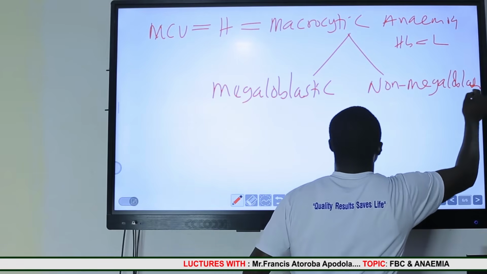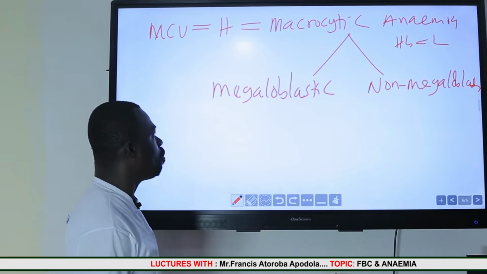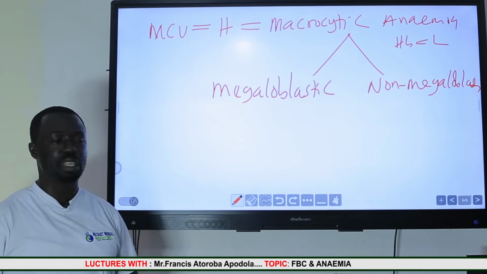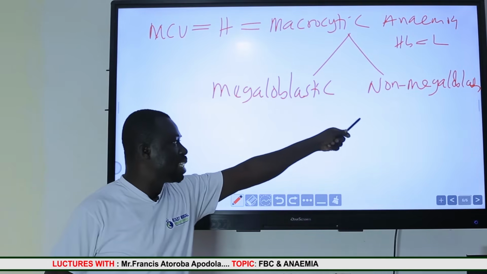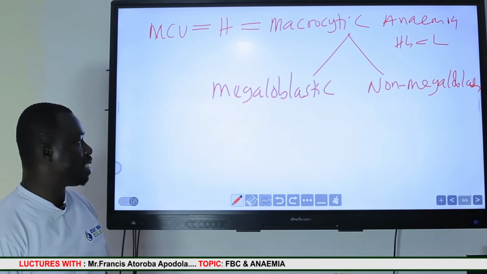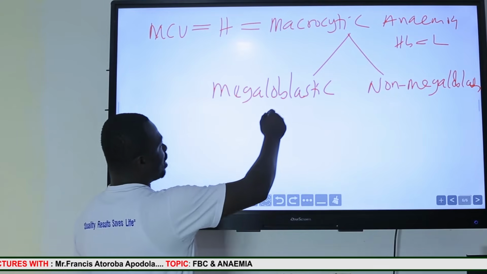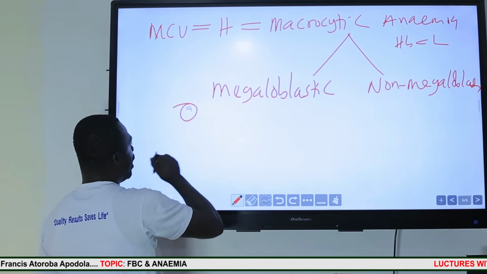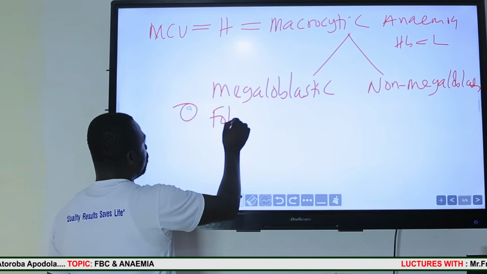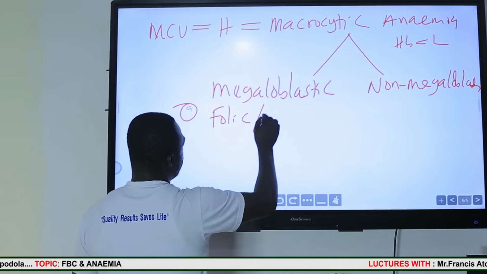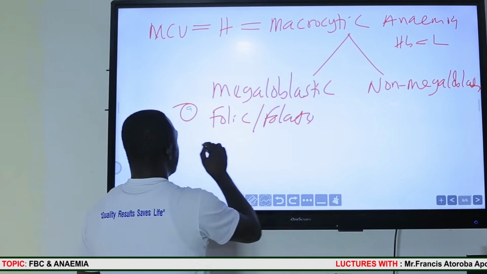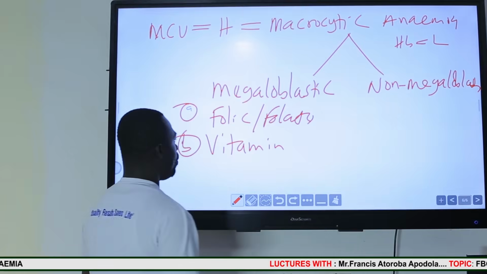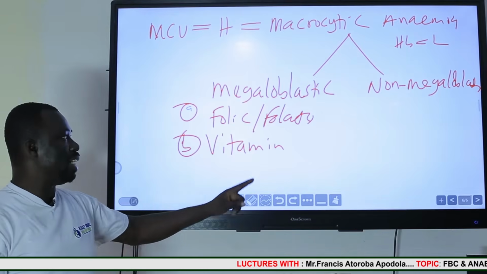Non-megaloblastic. So these are the two major causes of what? Macrocytic anemia. Or sorry, the two main types of macrocytic anemia. So we have the megaloblastic anemia and the non-megaloblastic anemia. The causes of megaloblastic anemia include folic acid or folate deficiency. Then we have the vitamin B12 deficiency. So megaloblastic anemia.